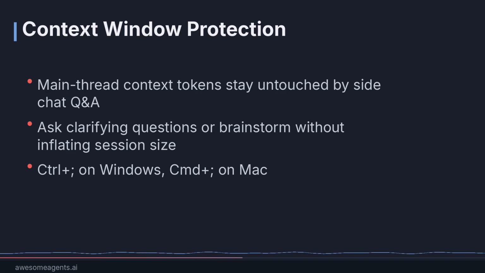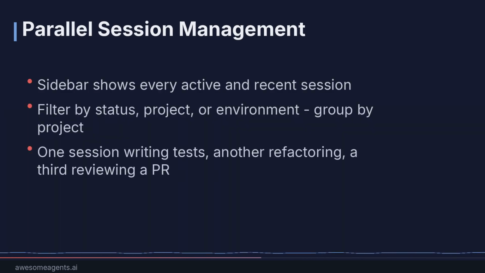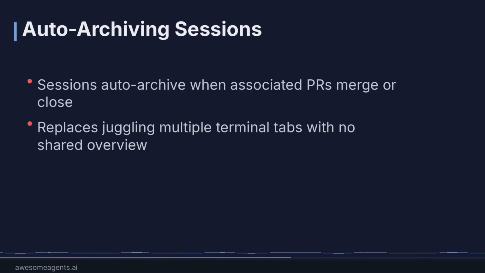Now, the parallel sessions thing, walk me through what that actually looks like in practice. The sidebar shows every active and recent session. You can filter by status, project, or environment, group them by project. So you might have one session writing tests, another doing a refactor, and a third reviewing a PR, all visible at once. Instead of juggling five terminal tabs with no shared overview. Exactly. And sessions auto-archive when their associated PRs merge or close. So it kind of cleans up after itself.